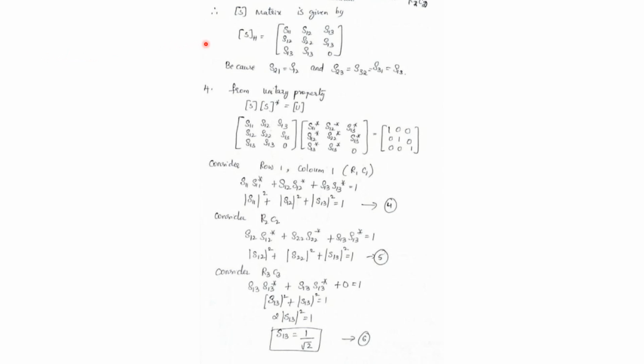Here we can see the S matrix. It is of the order 3 cross 3 and the S matrix is given by S11, S12, S13, S12, S22, S13, S13, S13, 0, because S21 is equal to S12, as we have seen in the characteristics of the H-plane. S21 is equal to S12. This is the symmetric property, and S23 is equal to S32, which is equal to S31 and S13. This comes under the symmetric property of the H-plane.